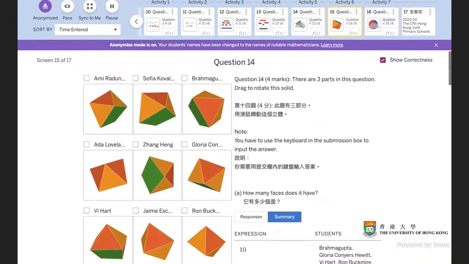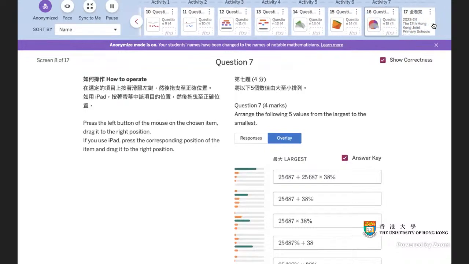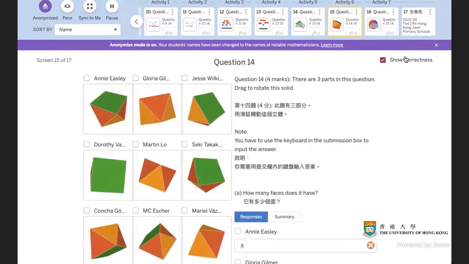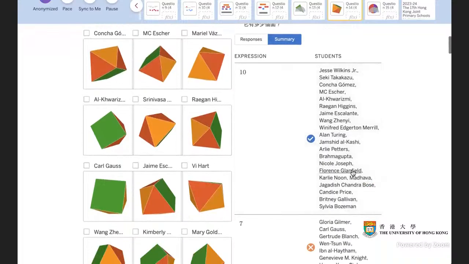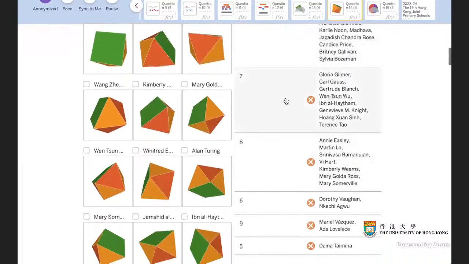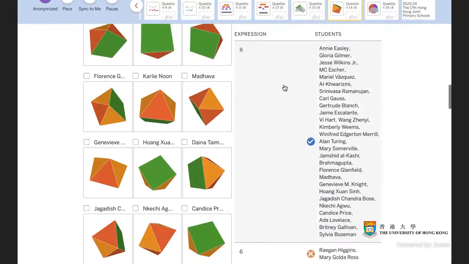We can also quickly look at another district to see where similar results come up, because we have different groups of students trying out the questions. That's why we have different dashboards. And just quickly have a look at the same question here. Also, 10 faces, very good. But some may also think 7 and 8, and we wonder why they counted wrongly. Okay. And similarly for vertices.